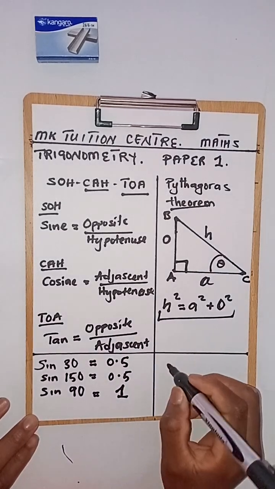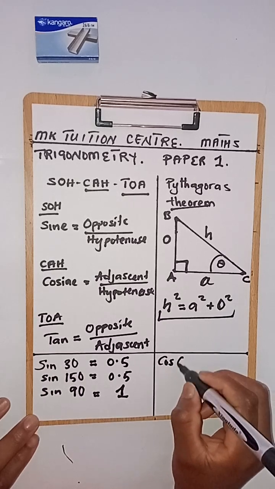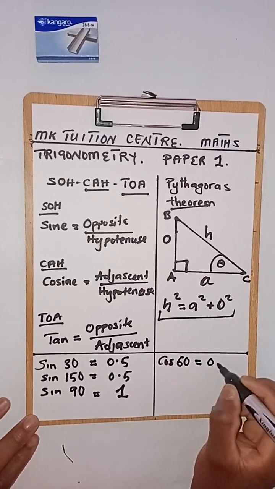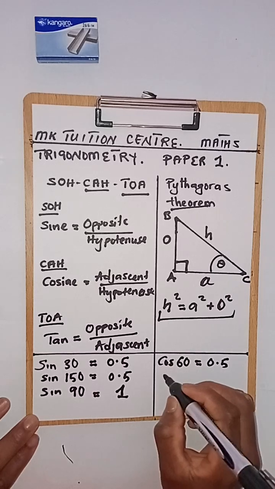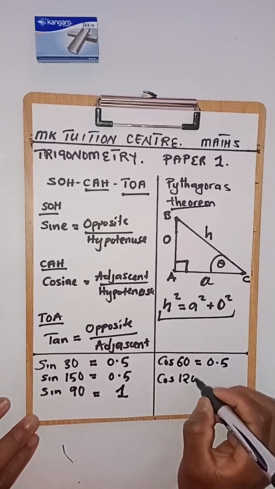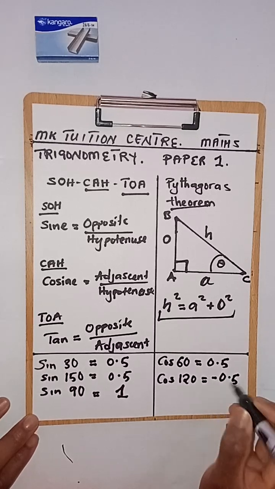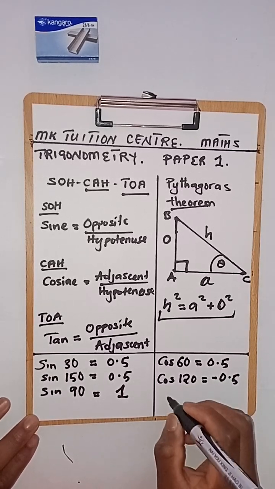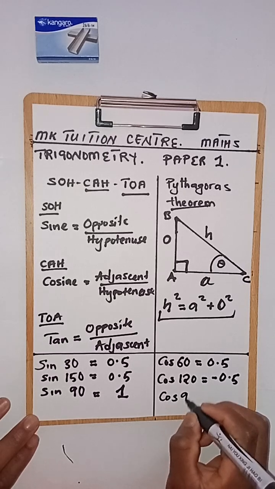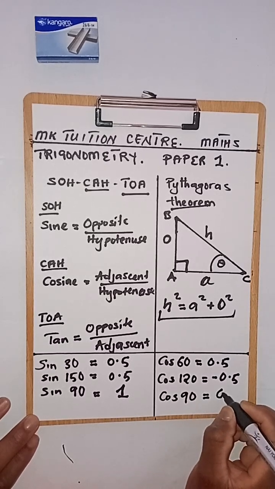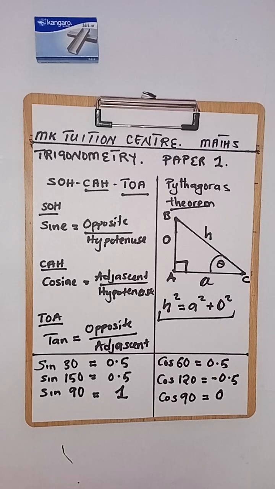Let's go to the cos part. Cos 60 is equal to 0.5. Cos 120 is equal to negative 0.5. Don't forget about the negative. It's very much important. Cos 90 is equal to 0. So you must know these. These are constants and they must be at your fingertips.